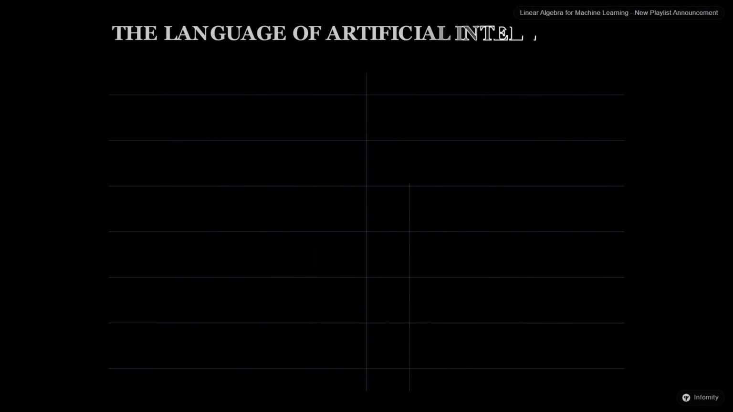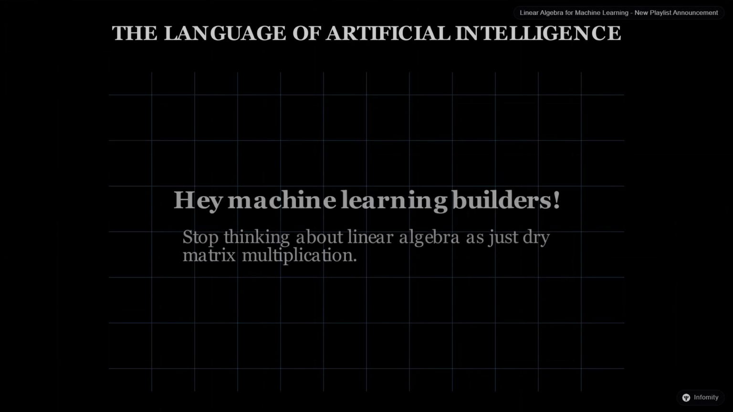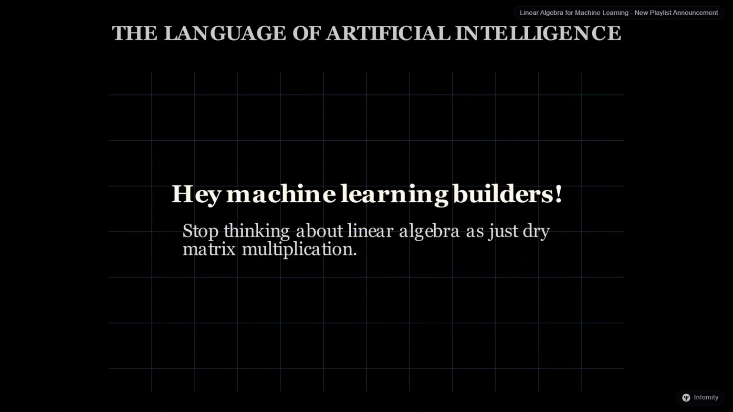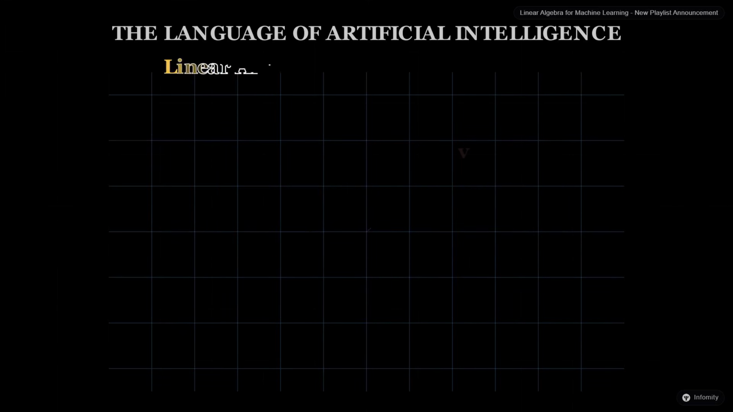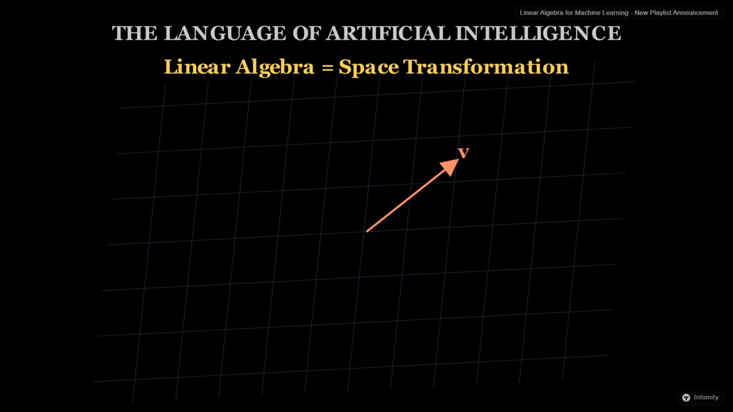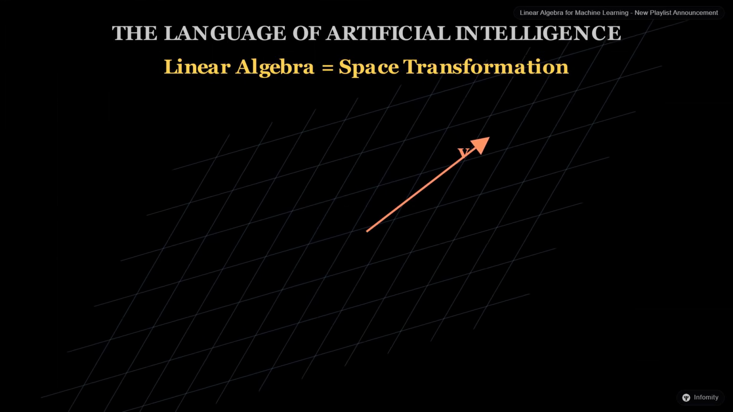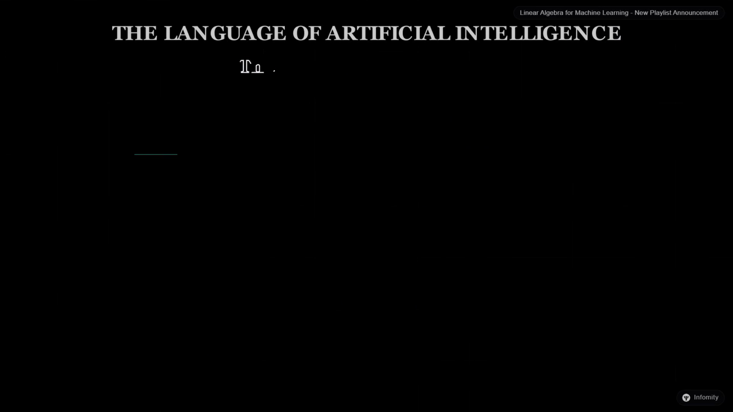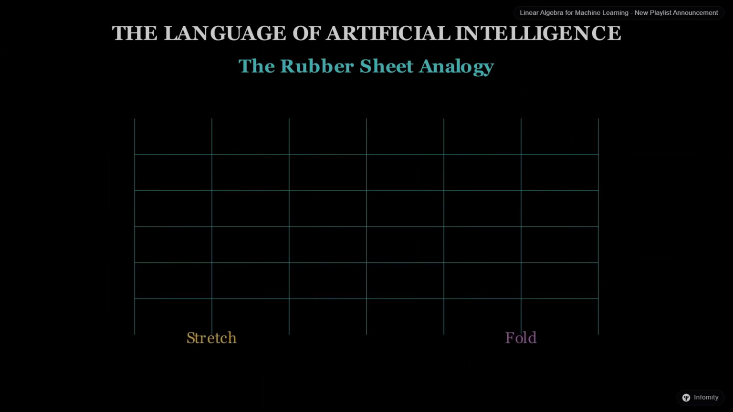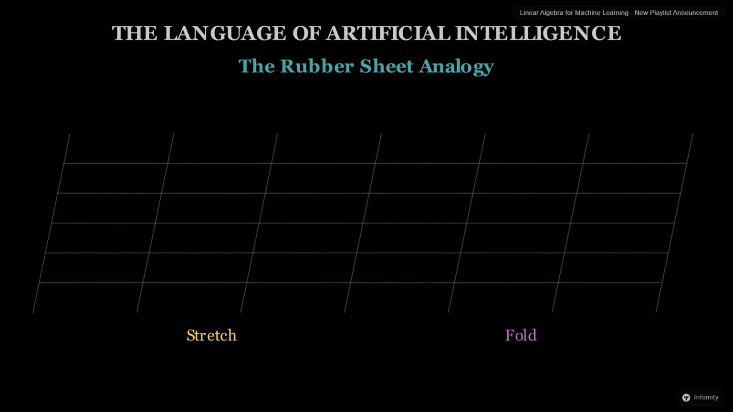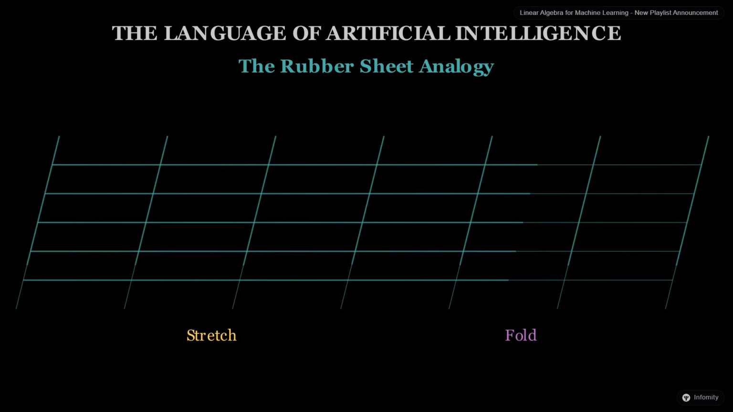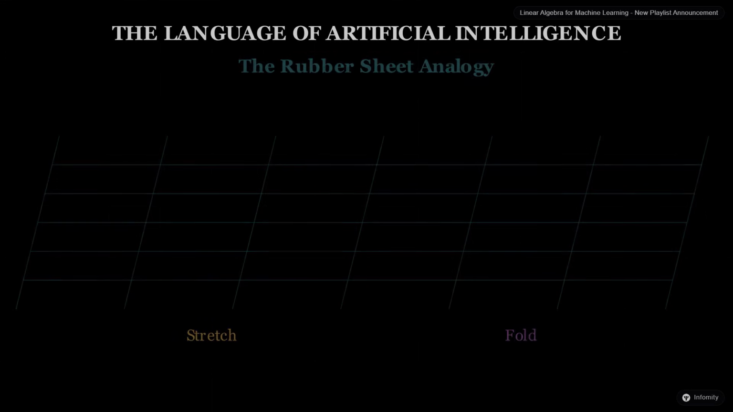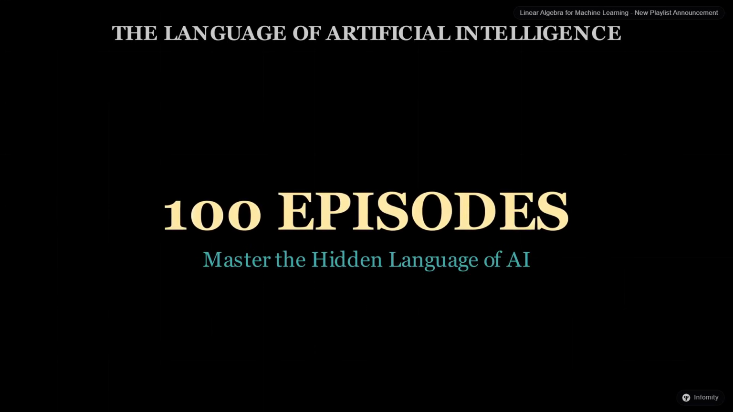Hey, machine learning builders, stop thinking about linear algebra as just dry matrix multiplication and dusty textbook equations. If you truly want to master modern artificial intelligence, you need to see it as the literal engine warping and shaping high-dimensional space. Think of it like a flexible rubber sheet. Every time a neural network processes data, it stretches, rotates, and folds this sheet. In this brand new 100-video journey, we are going to master this hidden language together.